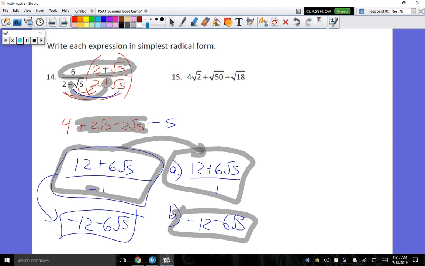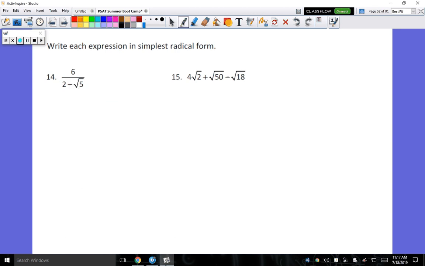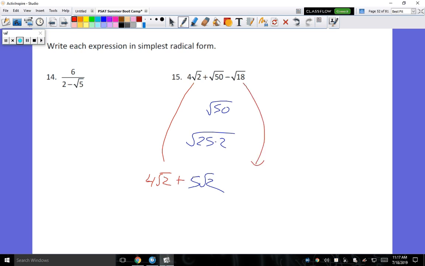All right, number 15. Please tell me, what do I need to do? Simplify the radicals. Let's simplify this. What 2 numbers? 5 and 2. Or 25 and 2, which come out as 5 root 2. You still have this 4 root 2. And let's bring this down. What would this simplify to? 3 root 2.